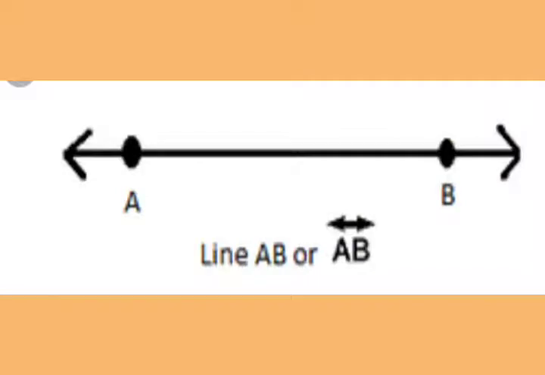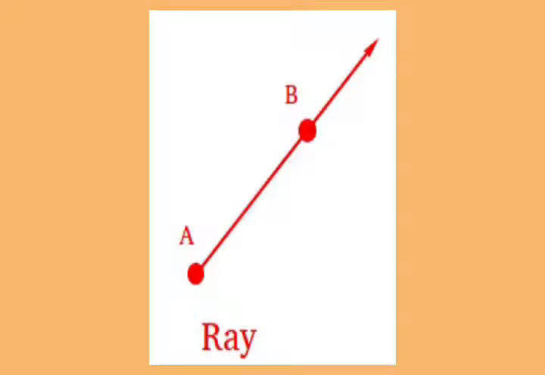Next is line. A line has only length. It has neither width nor thickness. It is represented as it is shown on the screen. Clear? Next is ray. It is a straight line that starts from a given fixed point and moves in the same direction. Clear? And how is it represented? It is given on the screen, you can see.